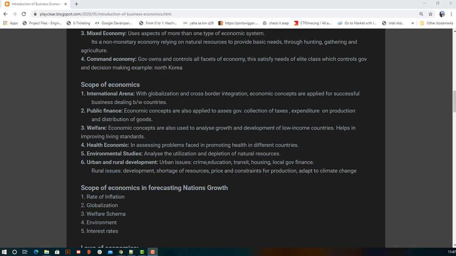Next we have the scope of economics. So here we can see the international arena, meaning when the economic activities are considered in terms of activities between the countries. Now between the countries, in the sense, globalization.